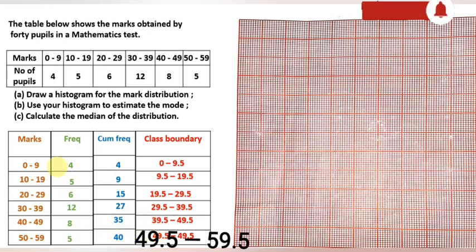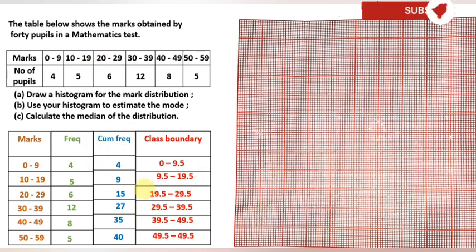To get the class boundary, all you have to do is add 0.5 to the highest point and remove 0.5 from the lower point. So here you're going to subtract 0.5, so that gives you 9.5. Here you add 0.5, that gives you 19.5. So that's how you do it for all of them. In fact, the upper class boundary of the previous class is going to be the lower class boundary of the next class. Okay, so this is the table.